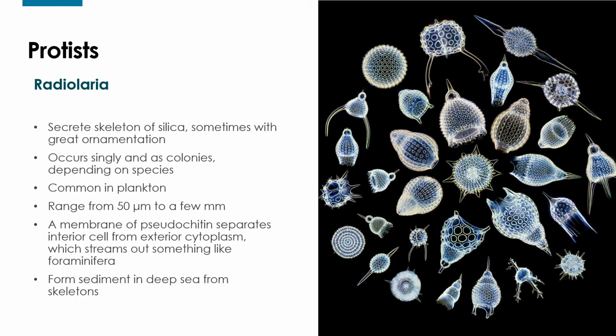And then next we have radiolaria. And these too secrete a skeleton, but this one made out of silica. And sometimes the designs can be quite ornate, as you can see in this image here. And they occur either singularly or in colonies, depending on the type of species. And these are also a common type of plankton that can range in size from 50 micrometers to a few millimeters. And some of the radiolarians that I've seen in samples, I could definitely see just with the naked eye.